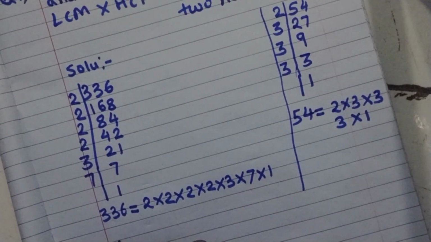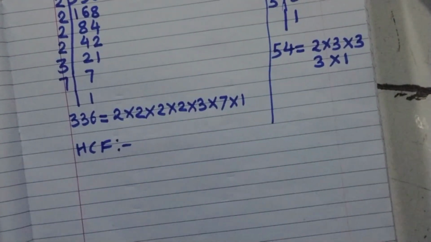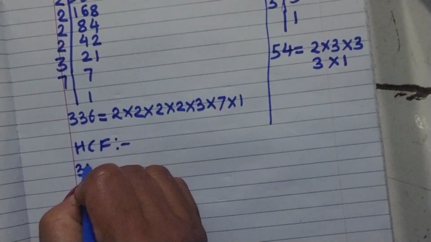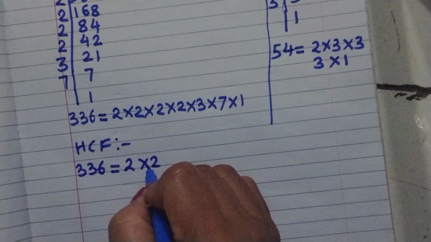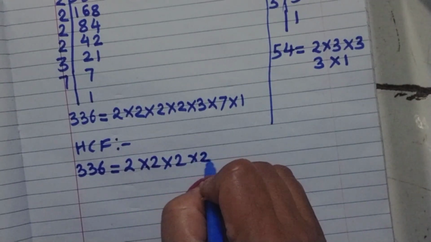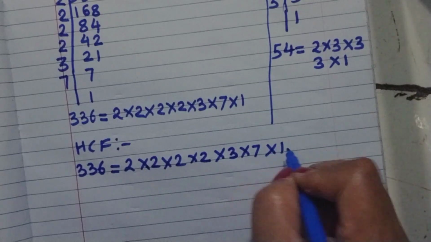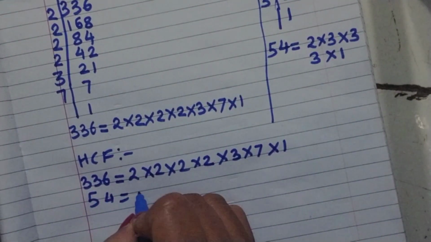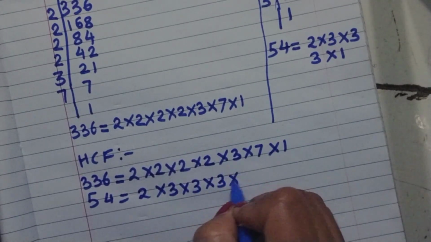Now to find HCF, we write 336 and 54 as product of their prime factors. So 336 is equal to 2 multiplied by 2 multiplied by 2 multiplied by 2 multiplied by 3 multiplied by 7 multiplied by 1. Now 54 is equal to 2 multiplied by 3 multiplied by 3 multiplied by 3 multiplied by 1.